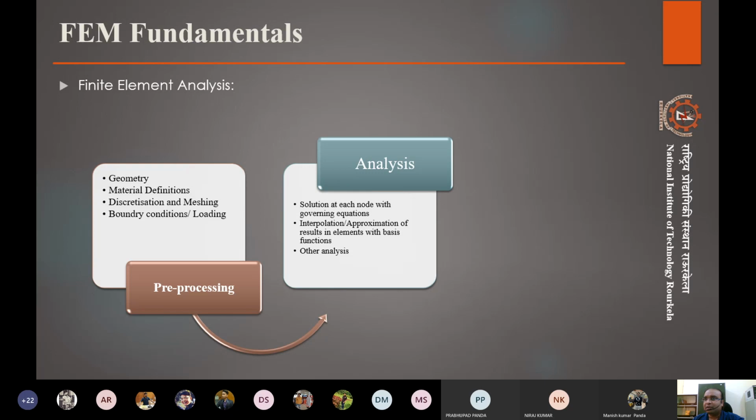Like for example, in slope stability analysis, we will go for displacement measurement, how much displacement is there at each of these nodes, right? And suppose we have values at each of these nodes, on the basis of these values we will go for the next step in analysis, that is interpolation of results in elements.